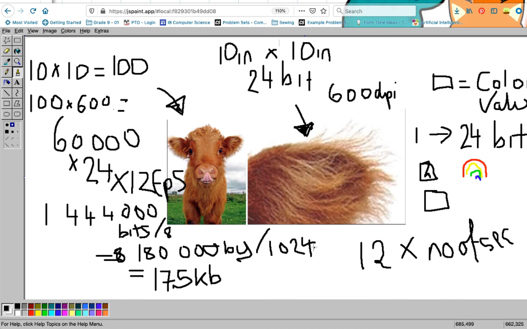So I know that the cow is 175 kilobytes. So then if I do 12 by the number of seconds and then by 175, that will give me the size of my video.